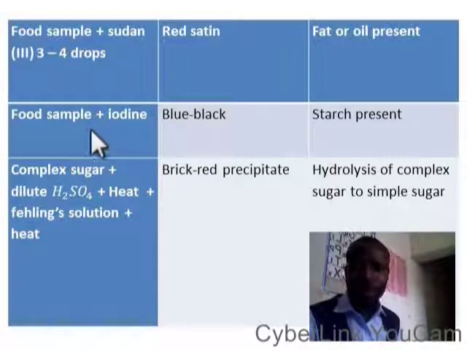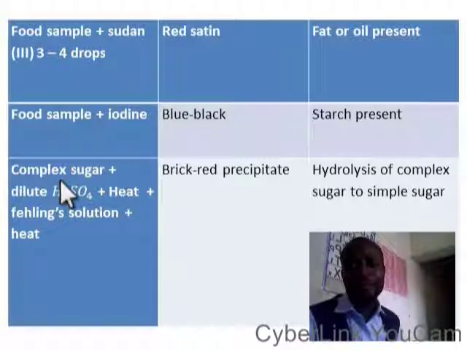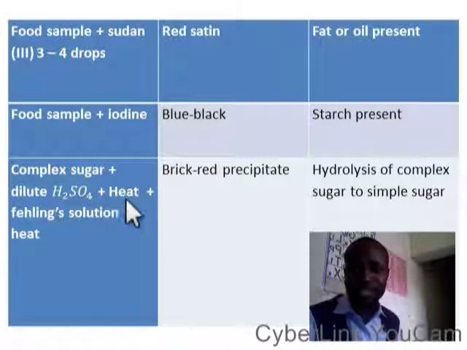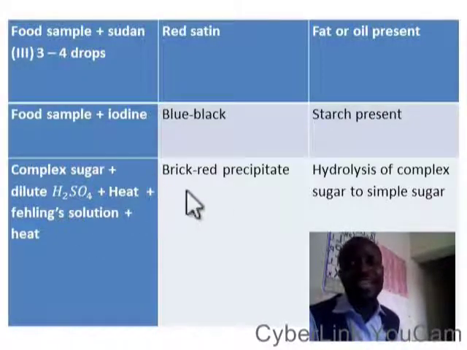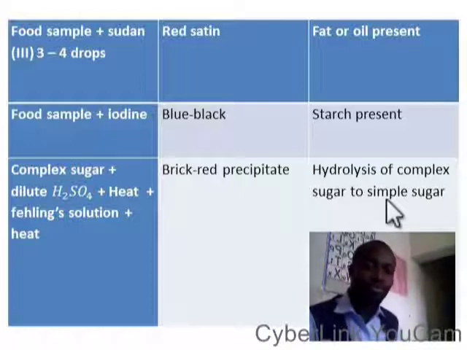Now, when food sample is added to iodine solution, you have a blue-black precipitate. Blue-black precipitate, that shows that starch is present. Now look at this. Complex sugar plus dilute H2SO4 plus heat plus Fehling's solution, then you heat it. A brick red precipitate, which shows hydrolysis of complex sugar into simple sugar.